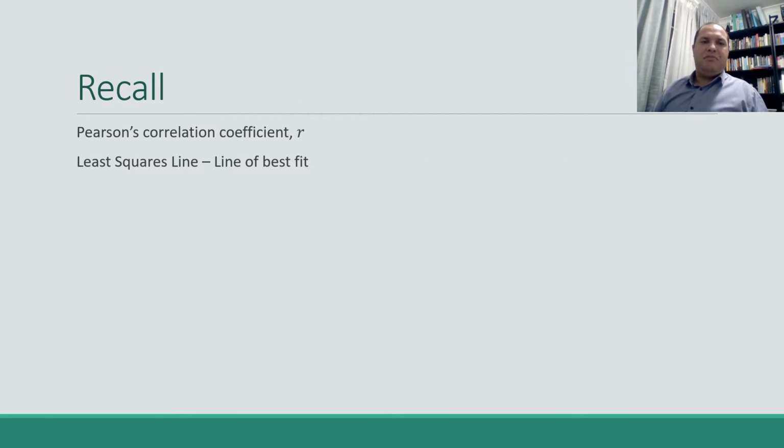Okay, biggest things to remember: Pearson's correlation coefficient is a good measure of how closely a data set is associated or correlated. And then also the least squares line, better known as the line of best fit. It's our simplest model for our line of best fit. And we've talked about how to use your calculator to determine that equation based on some bivariate data.